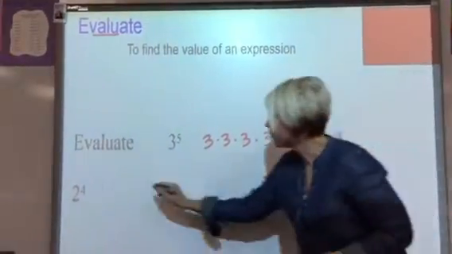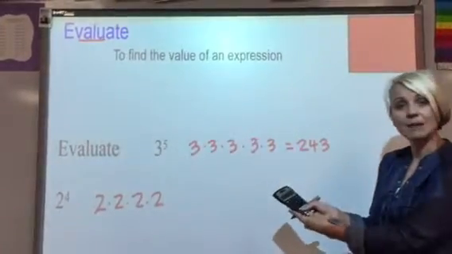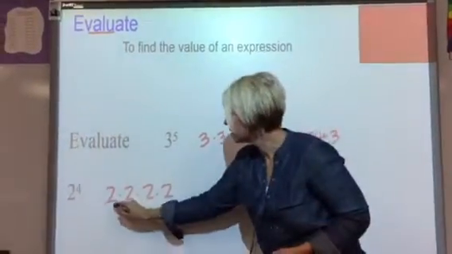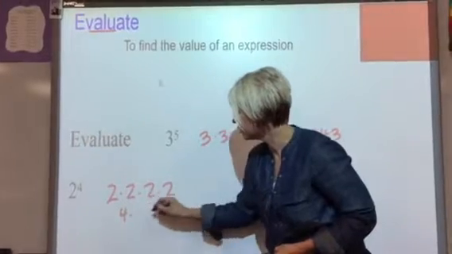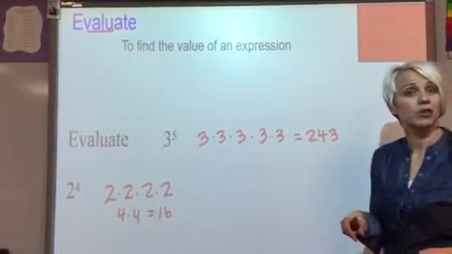Let's try 2 to the power of 4. That's 2 times 2 times 2 times 2. If you would like to type that into your calculator, you could, but this is also 2 times 2, which is 4, times 2 times 2, which is 4, so that would be 16. You try the example in your notes.